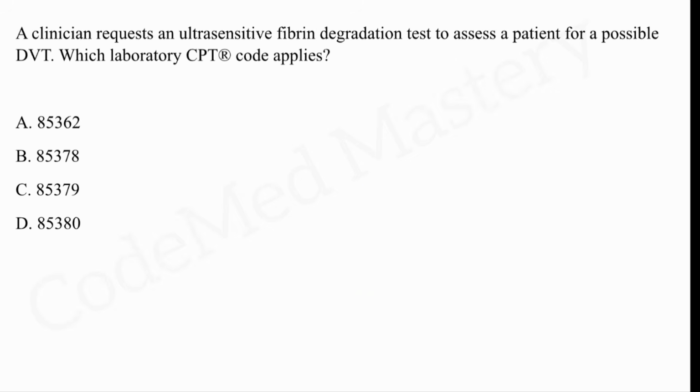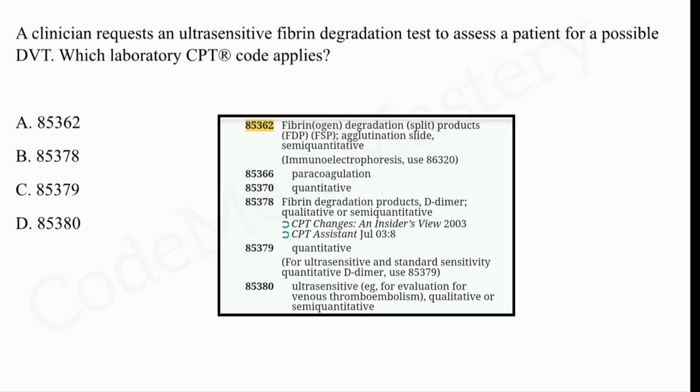Let us check the options first. Check option A, 85362. 85362 is for fibrinogen degradation split products agglutination slide semi-quantitative. Check option B, 85378. 85378 is for fibrin degradation products D-dimer qualitative or semi-quantitative. Option C, 85379 is for fibrin degradation products D-dimer quantitative, and 85380 is for fibrin degradation products D-dimer ultra sensitive.